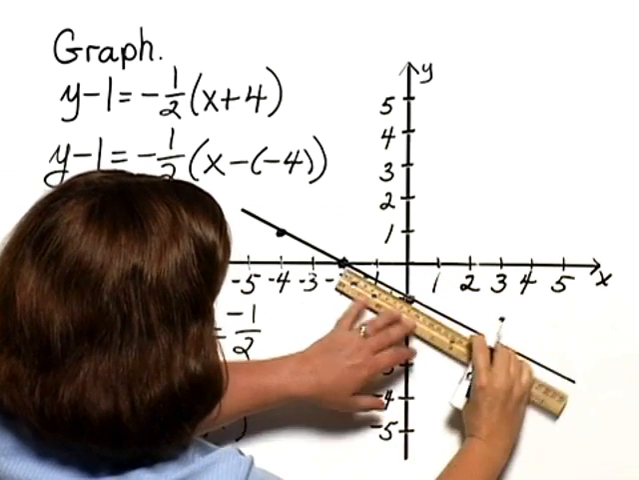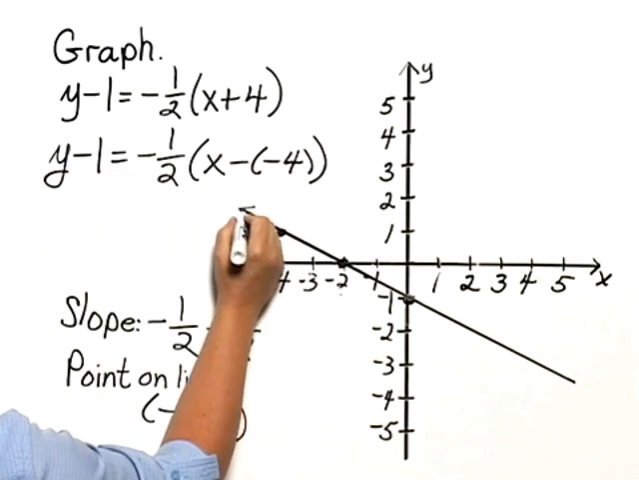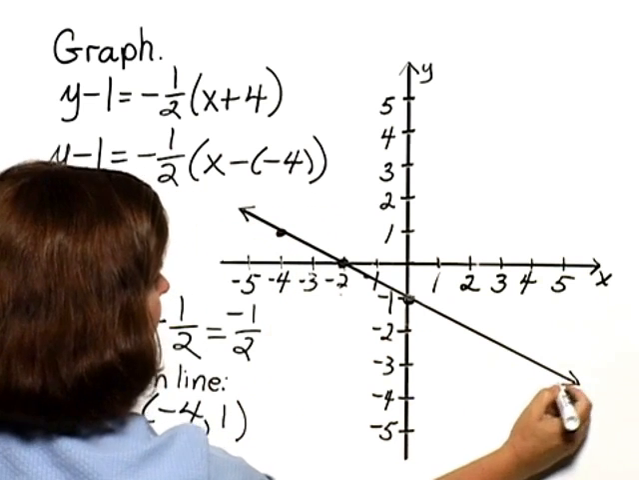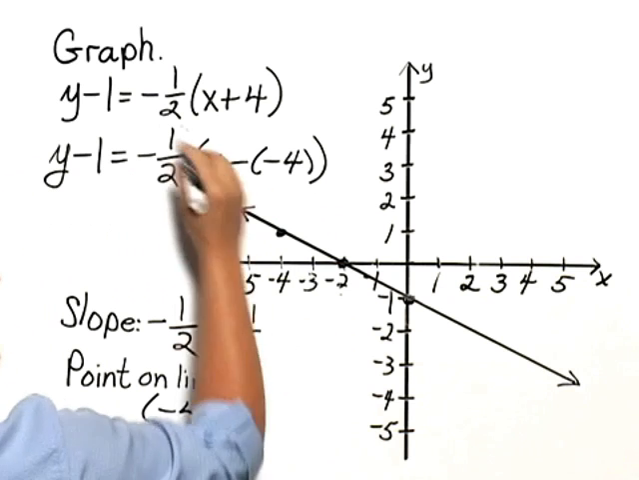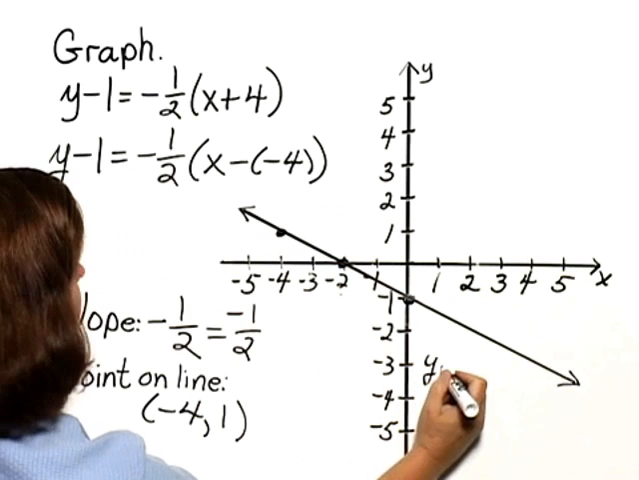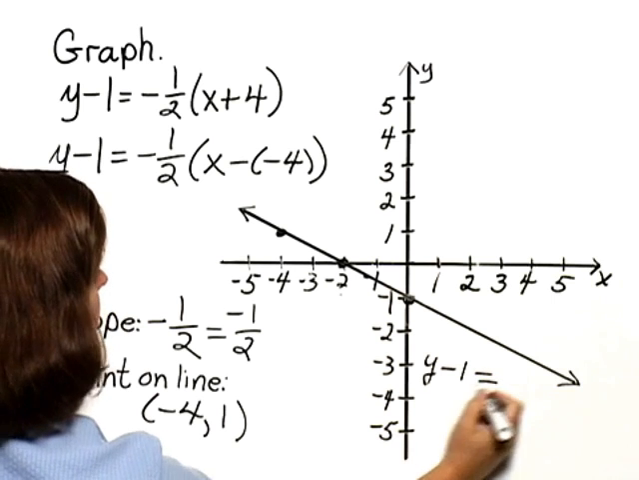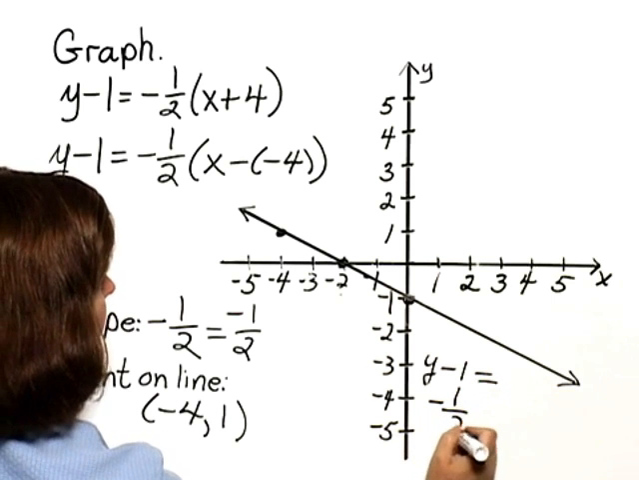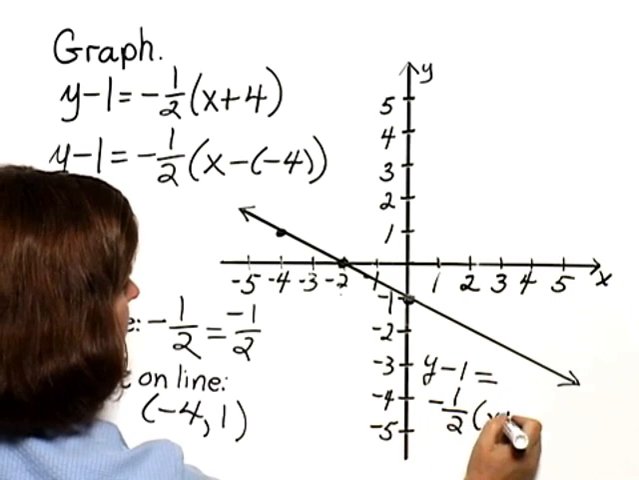So I use a straight edge to make a line, and as a last step I label the line with the original equation, y minus 1 equals negative 1/2 times x plus 4.